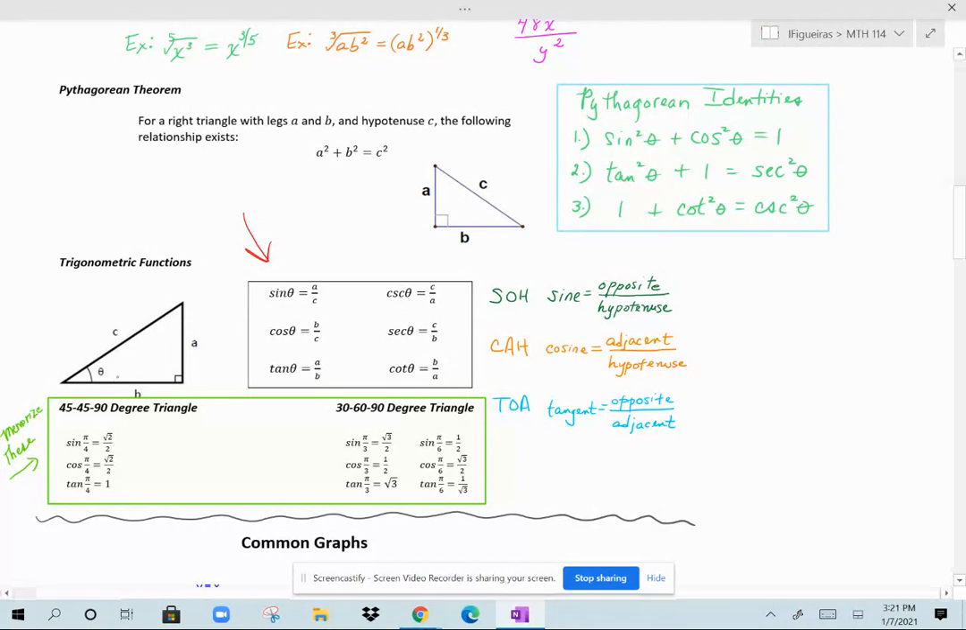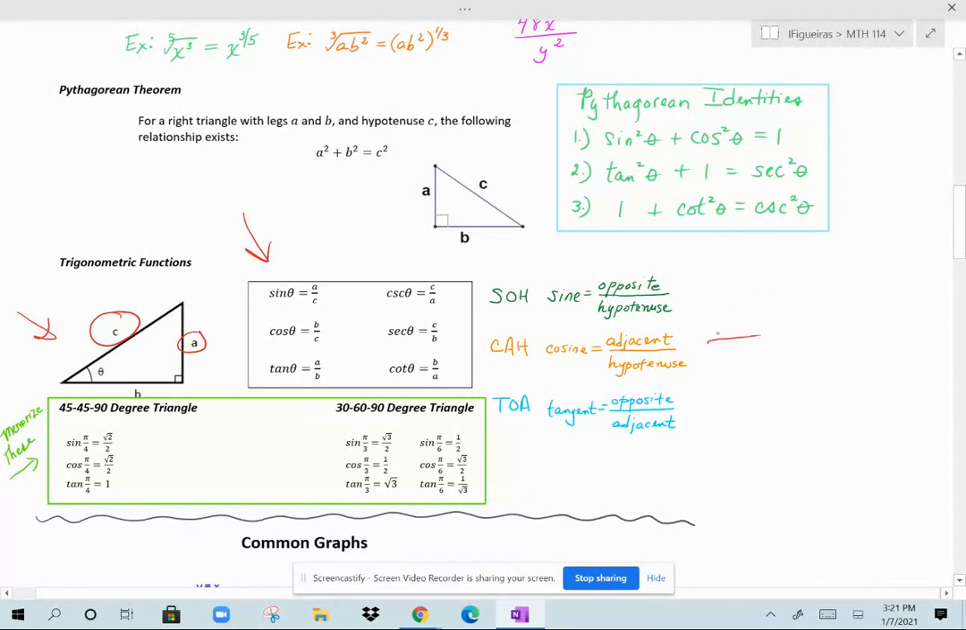So if my triangle is labeled A, B, and C, as it is here, and my angle is in the lower left-hand corner, sine is opposite over hypotenuse. So opposite of theta is A, hypotenuse is C. So here's a reminder, sine is opposite over hypotenuse. So that's why sine of theta is A over C.